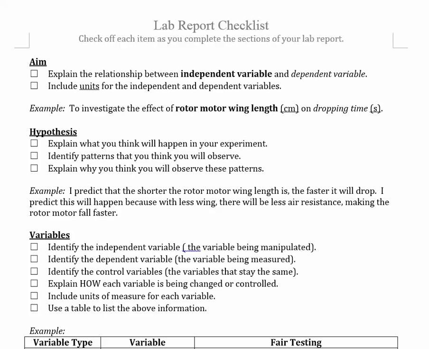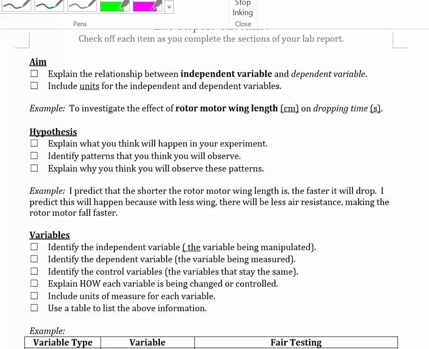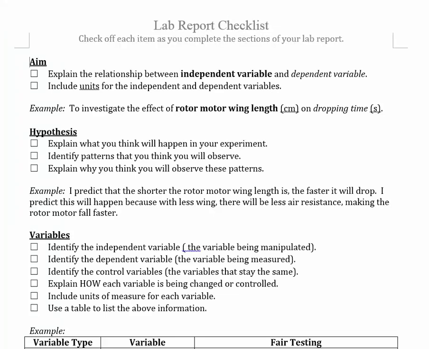Let's go through what's necessary in a lab report. So you've been given this handout in class, but basically there's a few things I want to point out. And then if you have extra questions, of course, you can ask and post a question.